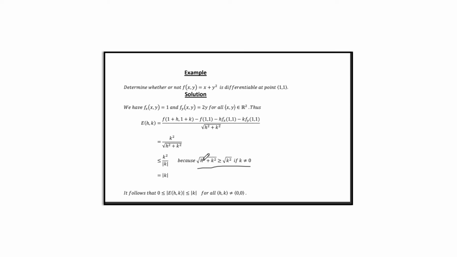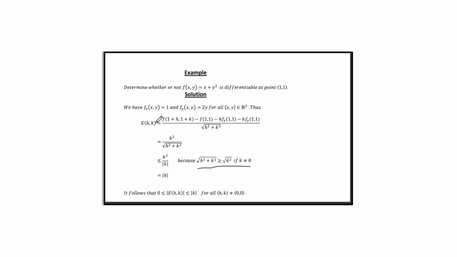So you can note that the square root of h squared plus k squared is bigger than the square root of k squared. So this means that this whole thing will dissolve into this, because the square root of k squared is equal to the absolute value of k, right? So this is where it comes from. And then k squared over the absolute value of k just gives us the absolute value of k.